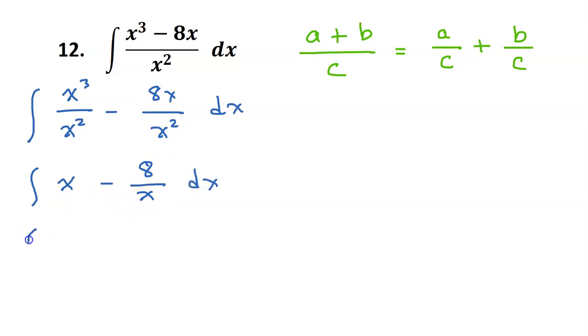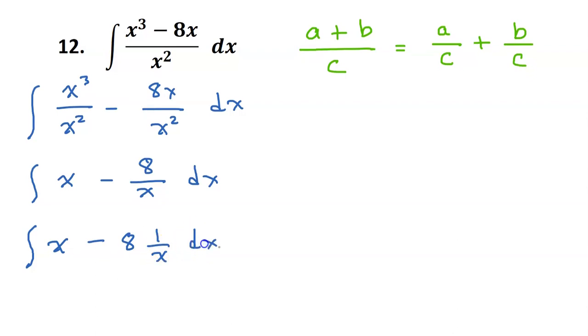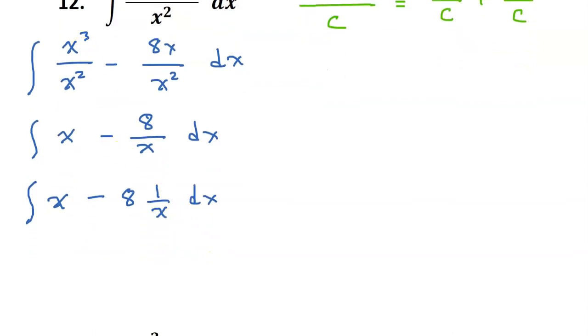Before I integrate, I'm going to rewrite one little thing and put 8x to the negative 1 power. No, I'm not going to do that. 8 over x is the same thing as 8 times 1 over x. Okay, so we will have natural log happening after all, eventually. Okay, so let's keep going.